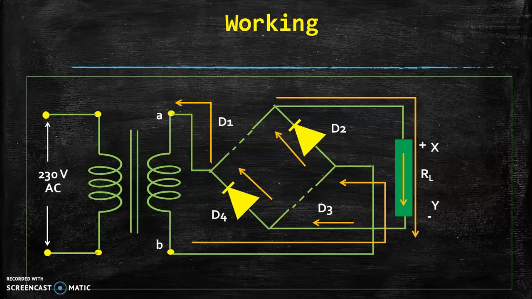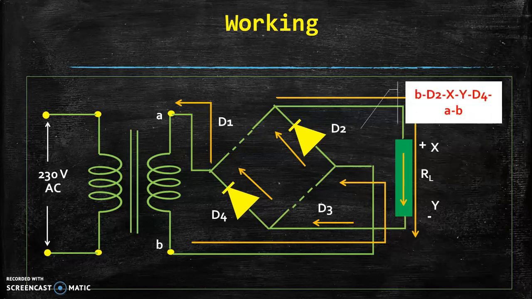So we can see that in both conditions, either in the positive half cycle or negative half cycle of the AC supply, the flow of current in the load resistance remains unidirectional, and that is why we can say that we have converted AC supply to DC supply. The path of conduction during the negative half cycle starts from point B to D2, then X, Y, returns back to D4 to A, and at last it makes a closed circuit to the point B.